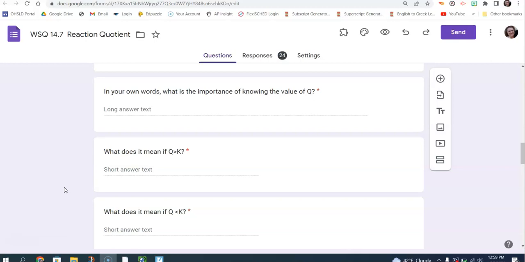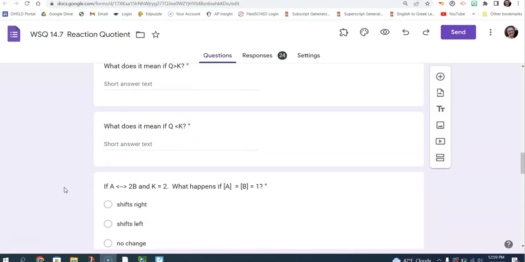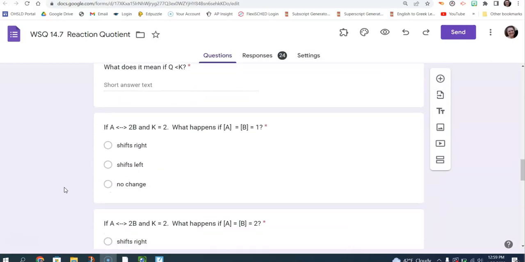But if Q is less than K, again, K is products over reactants. If it's too small, you need more products. And that's when you're going to add on the C line on your product side and subtract from your reactant side.